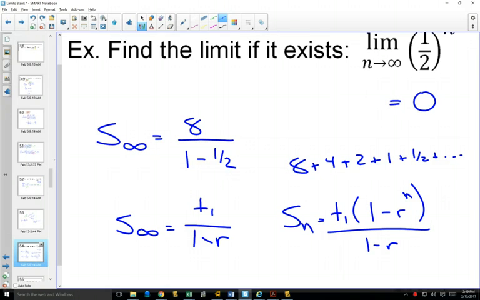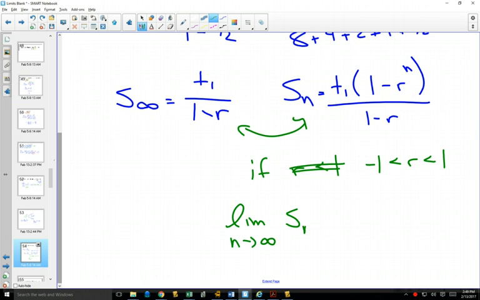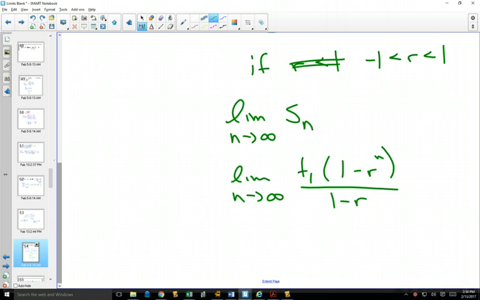How are these formulas related? Well, if r was between negative 1 and 1, and you took the limit and made n go to infinity of Sn, which is equal to the limit as n goes to infinity of term 1 times (1 minus r to the n) over 1 minus r, look what happens.